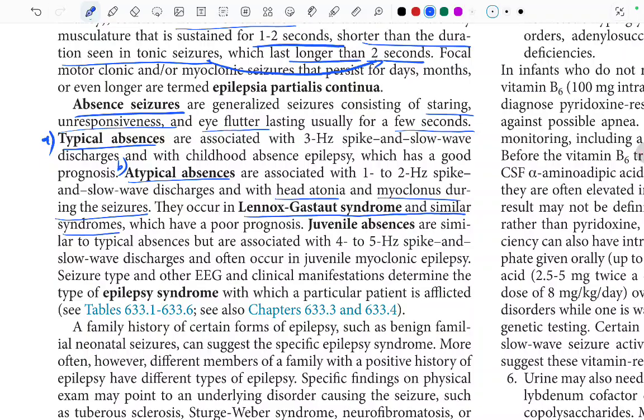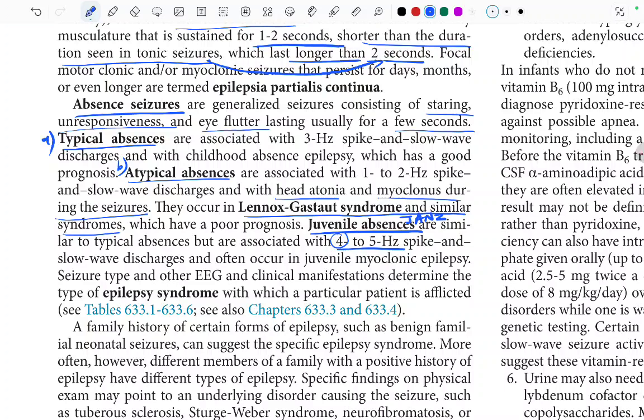Juvenile absences are similar to absences but are associated with 4 to 5 Hz spike. This is important. Juvenile, which is also known as juvenile myoclonic epilepsy or Janz syndrome, and for Janz there are 4 to 5 Hz because there are 4 letters, right? So there is 4 to 5 Hz spike and slow wave discharge, and it often occurs in juvenile myoclonic epilepsy.